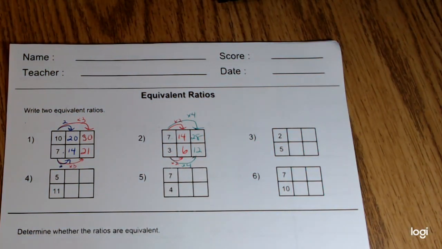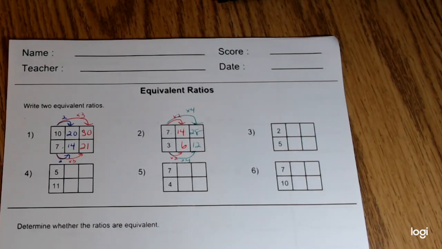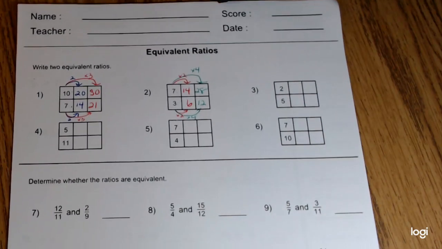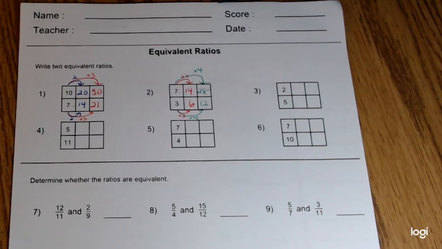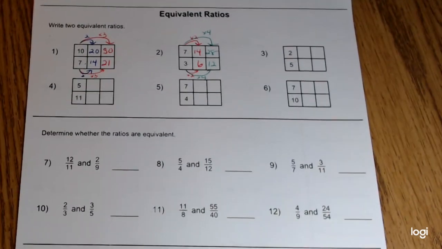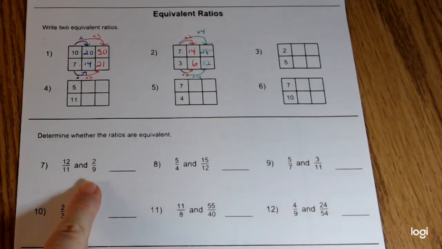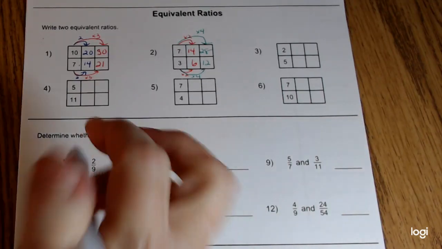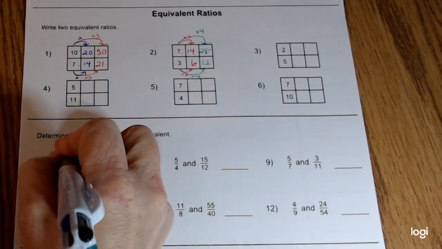All right, something else we're going to review here is I'm going to move down to problems 7 through 12. Let me move my camera a little bit here. We have to determine whether or not these ratios are equivalent. Well, let's see. It looks like this ratio has the smaller numbers than these, so I'm going to make my arrow.